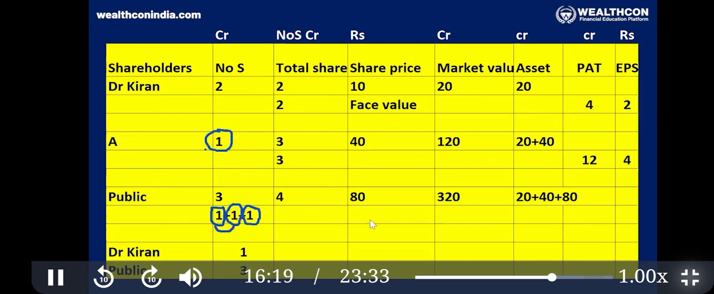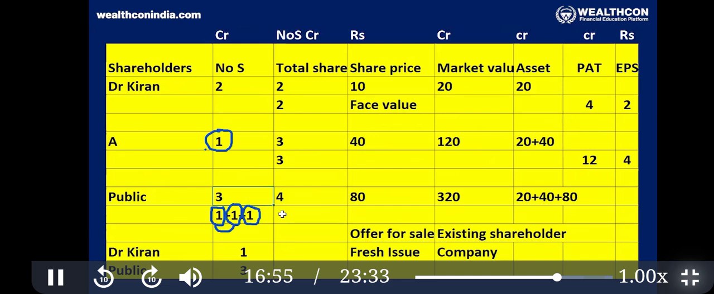So write down the terminology: offer for sale, in which the existing shareholders sell their stake. Then fresh issue is where the company is selling, so money will go to the company, not the shareholder. Here the public will buy 3 crore shares, out of which 1 crore belongs to A, 1 crore belongs to Kiran, and 1 crore is the company issuing fresh shares. So the company will get only the money of the fresh shares. They will not get any money from the offer for sale.